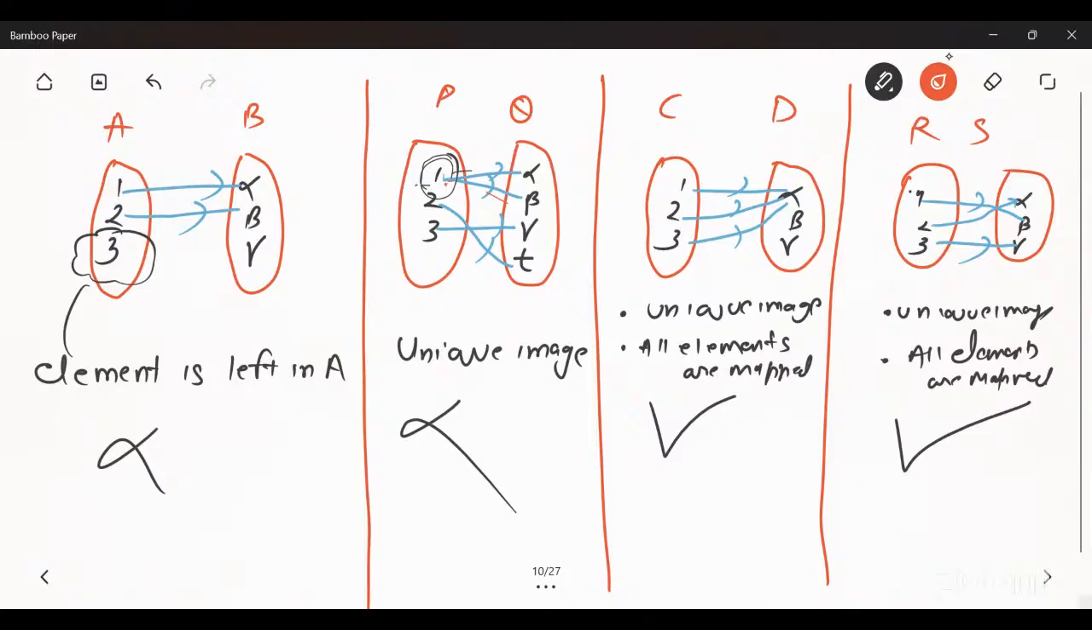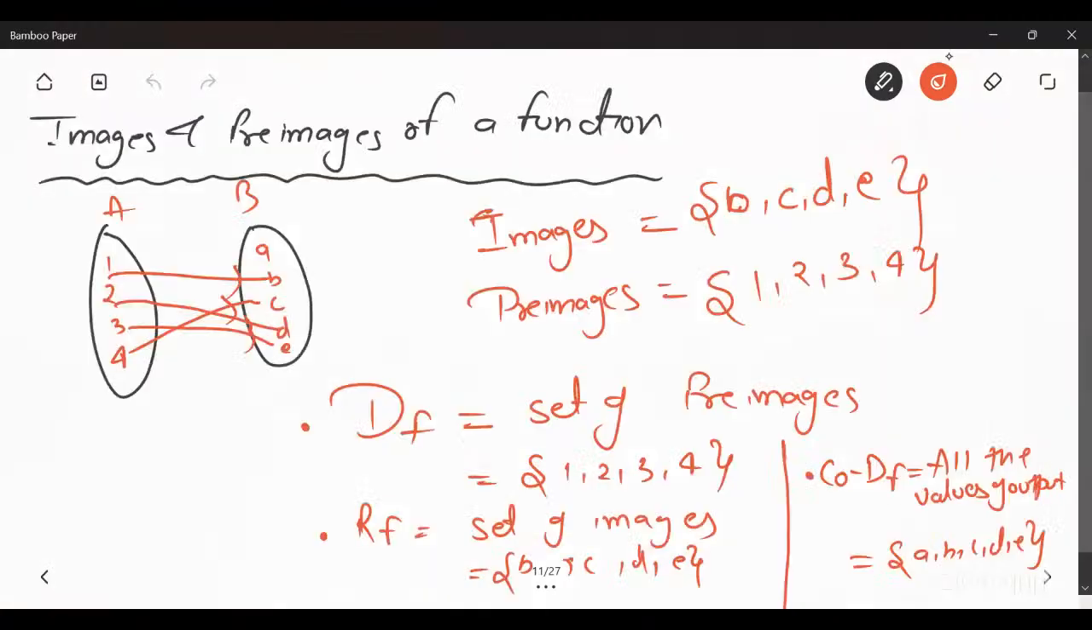But it can happen that one image is alpha, two images alpha, three images alpha, meaning the image is unique as alpha for each. So this is known as a function. But if one element has two images, alpha and beta, it will not be a function. Next we have discussed the types of function. Sorry, firstly we have discussed the images and pre-images of a function.